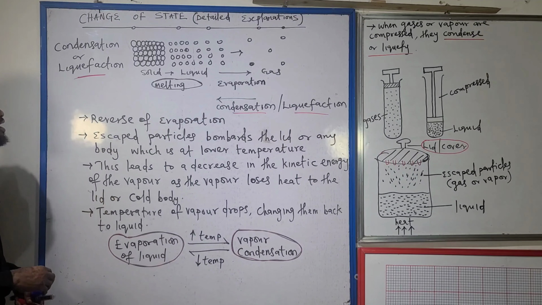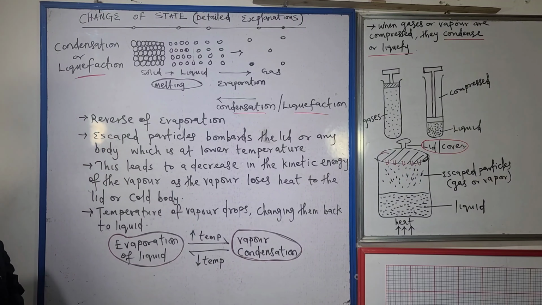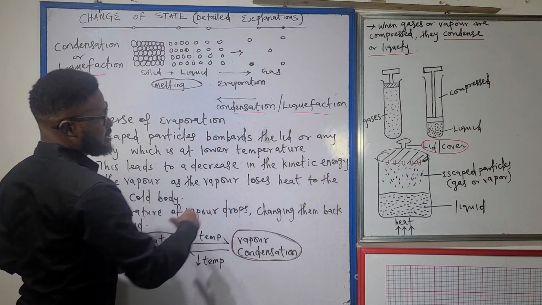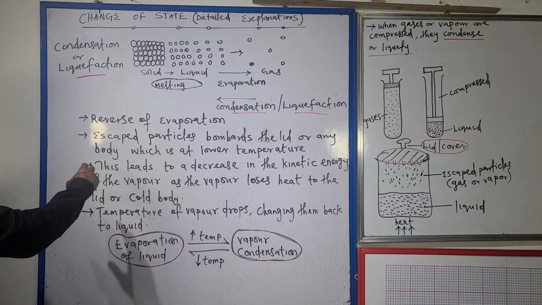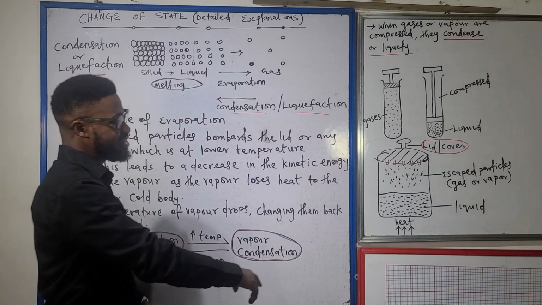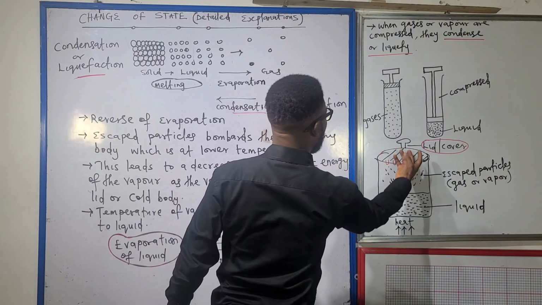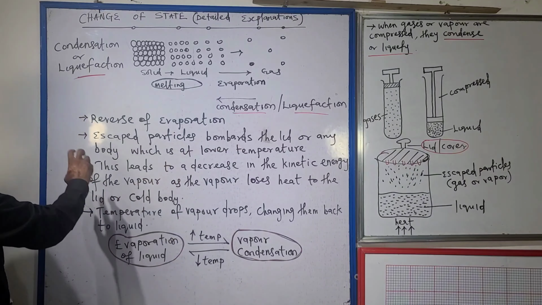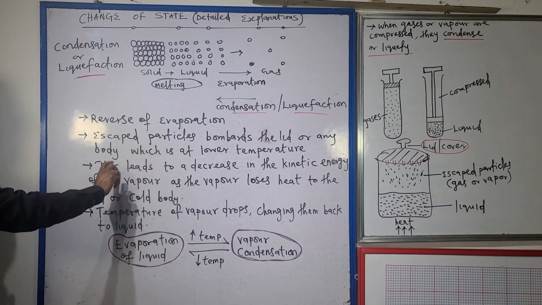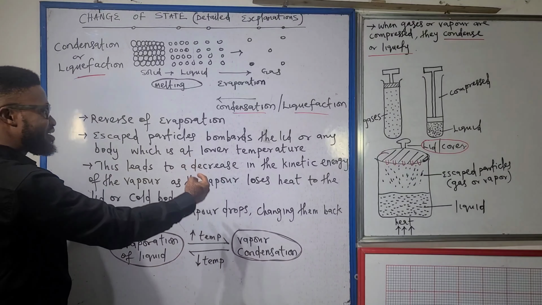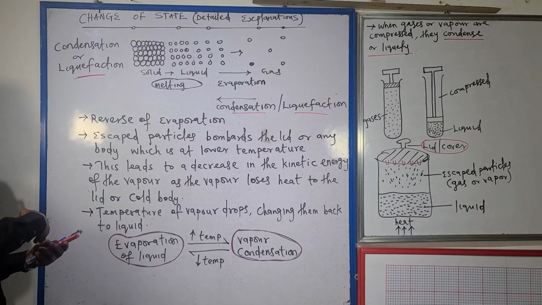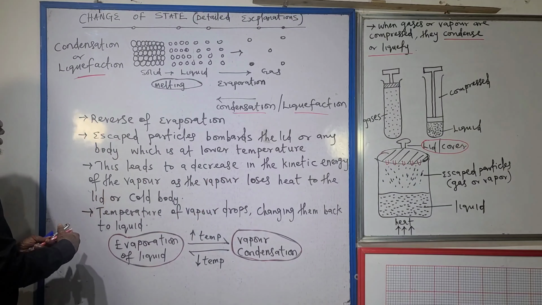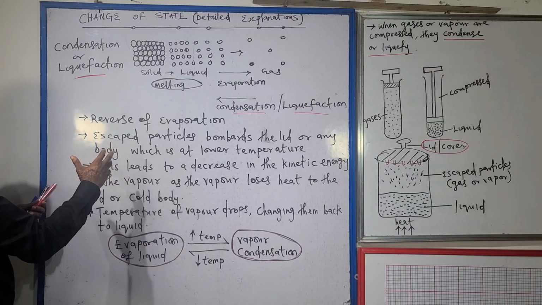Look at what I wrote here. I said condensation is the reverse of evaporation. Escaped particles bombard the lid or any body which is at a lower temperature. In this case, these are the escaped particles. They bombard the lid, which is at a lower temperature. So long as that happens, it leads to a decrease in the kinetic energy of the vapor as the vapor loses heat to the lid or the cold body.